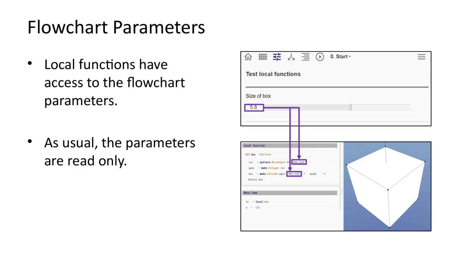One last thing to note regarding flowchart parameters. Just like all other code, the code in the function body has read-only access to the flowchart parameters. This means that those parameters' values do not need to be passed into the function through the function arguments. In the example, there is a parameter called box size. A local function has been created called box, with no parameters. The function generates a box, using the box size parameter.